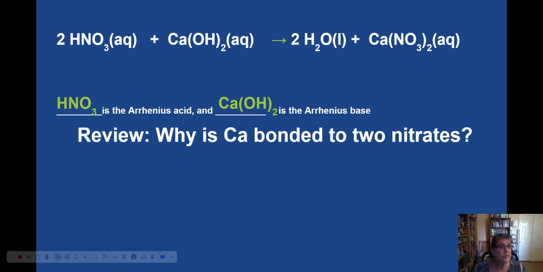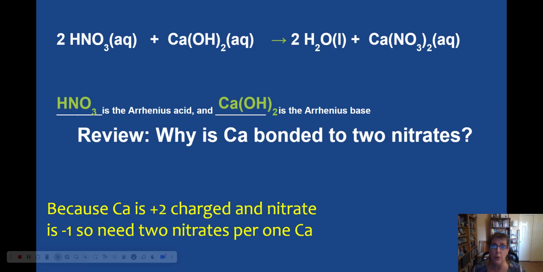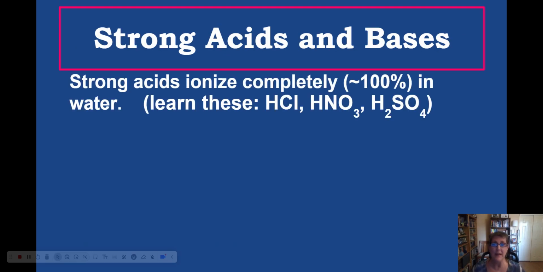Well, it has to do with charges. Remember when we had our nomenclature chapter and we talked about charges are so important. Calcium is a +2 charge. Nitrate is a -1 charge. So we need two of them to go with the calcium. We need two nitrates to match up with that calcium and make the compound, the salt, the ionic compound, add up to 0. Remember, compounds have to be neutral and add up to 0. So +2 -1 -1 equals 0. All right, very good.